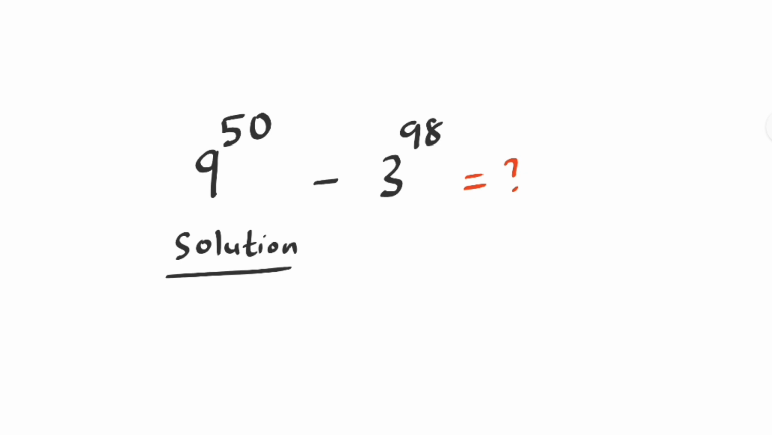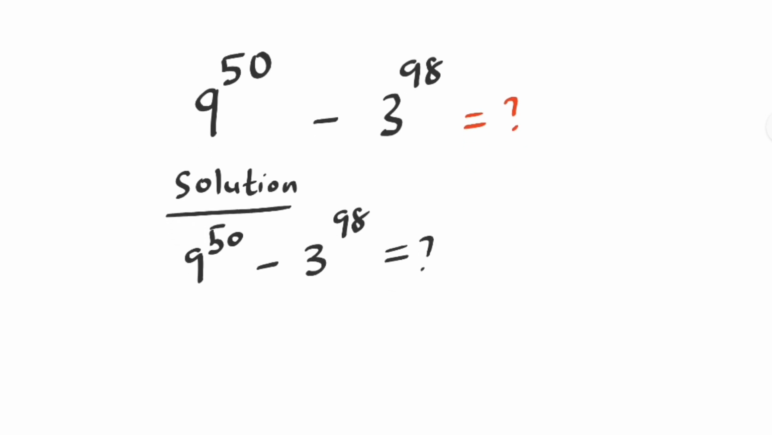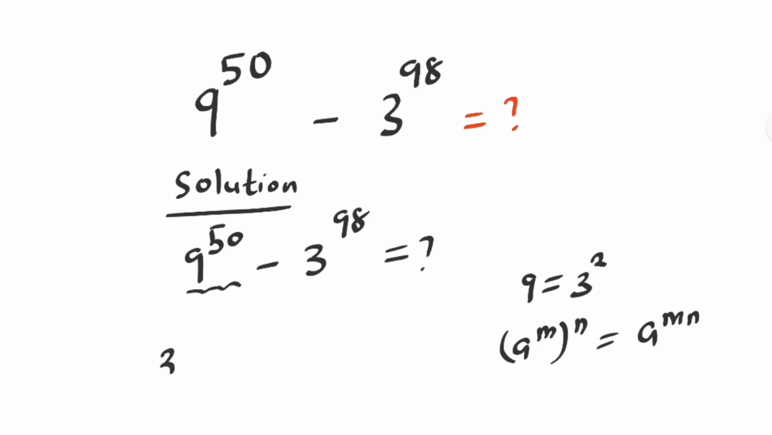We have the given equation 9 raised to power 50 minus 3 raised to power 98. Take note of this, that 9 is equal to 3 square, and if you have a raised to power m to the power of n, this is equal to a raised to power mn. Then this can be written as 3 square to the power of 50 minus 3 to the power of 98.